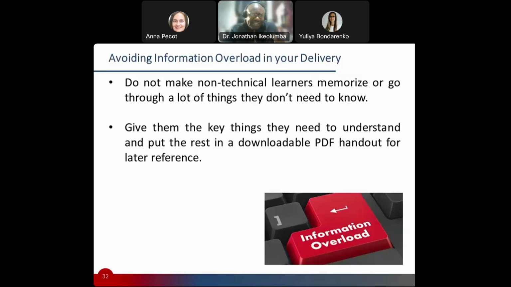One of the things we must be very intentional about is not to get into a technical training and let our learners do a lot of memorization. I see that a lot, right? We must be intentional about it. I think we should give them the key things they need. I find this a lot, and I'm sure many of you can relate with what I'm saying.